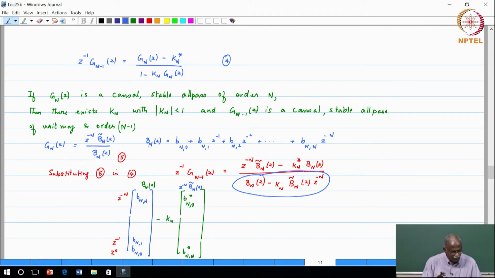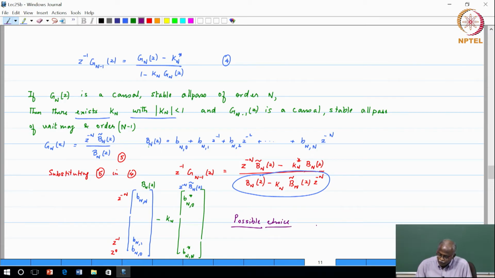But the important thing is the following. What did the statement say? That there exists a k of n with mod k n less than 1 such that the new Gn minus 1 has, first of all, lower order, and so here is the possible choice. So possible choice, that means you have to just show the existence of a possible choice for Kn.